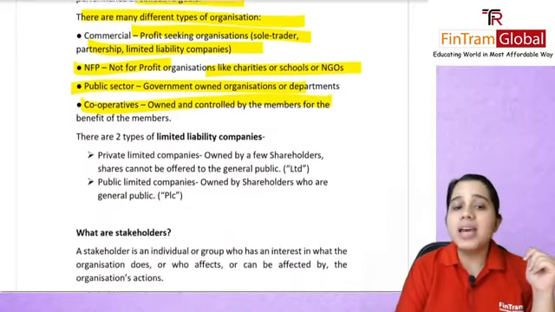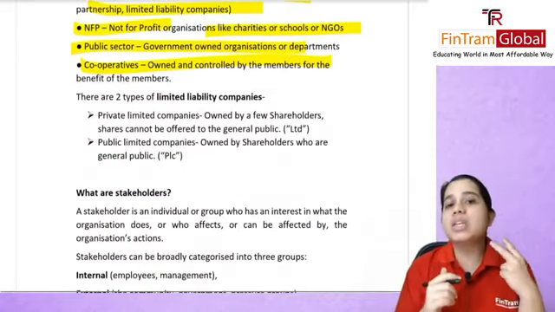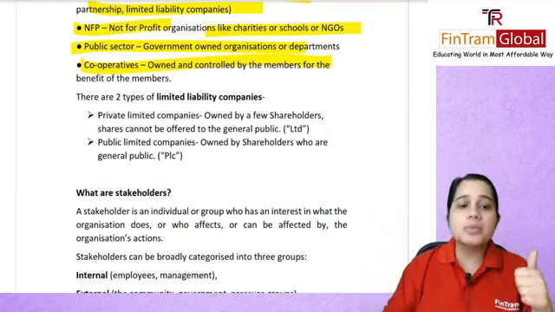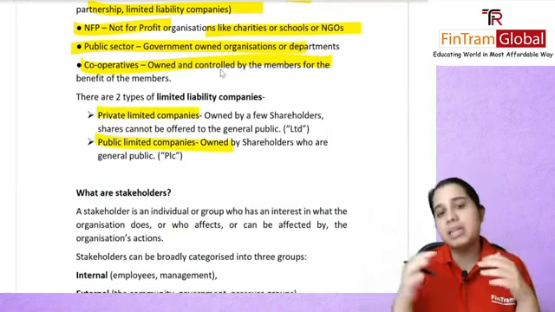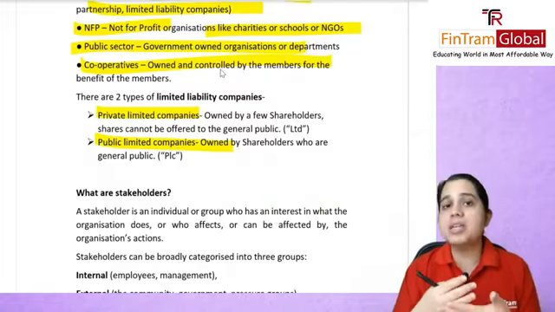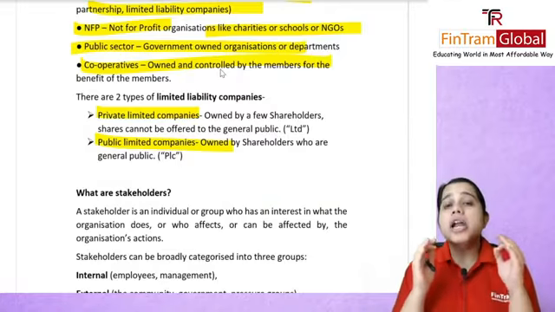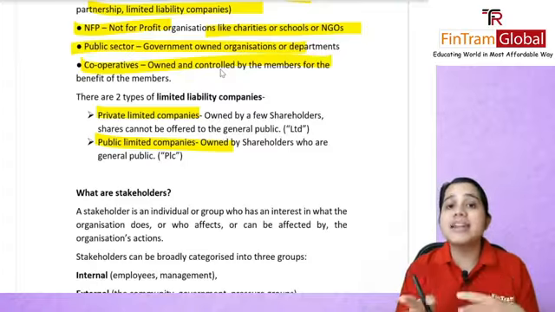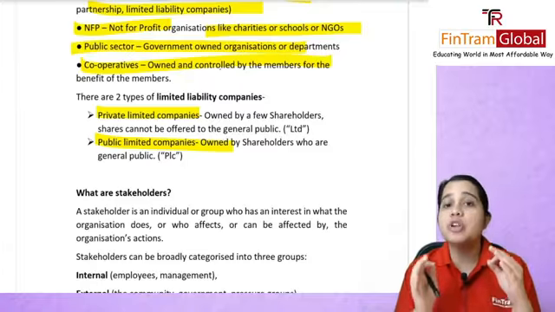Now let's talk about the limited liability companies, wherein we discussed that there are two types. So there were private limited companies and public limited companies. The main difference to note is that your private limited companies are those companies whose shares are not listed on a stock exchange. That is, they are not available for the general public.